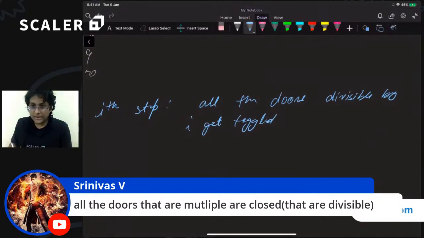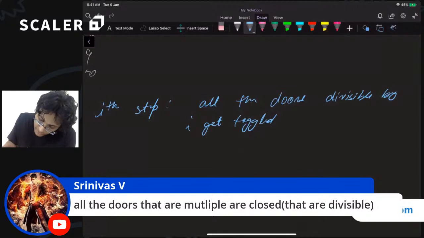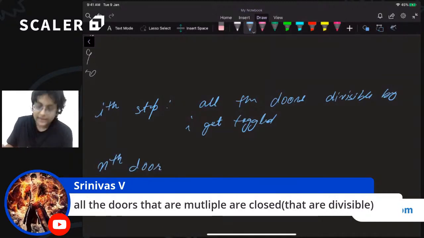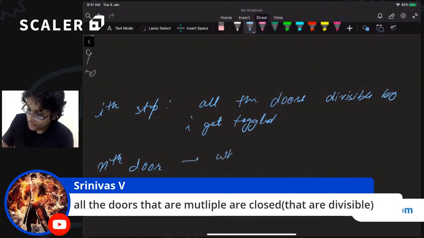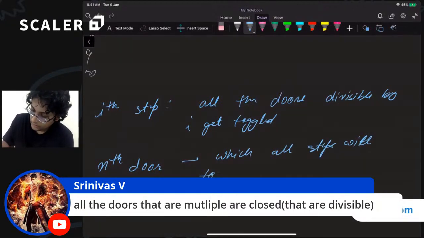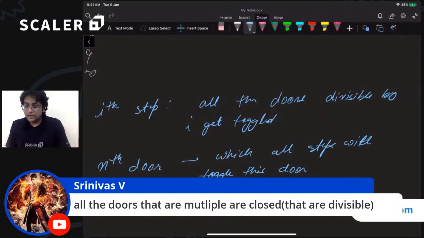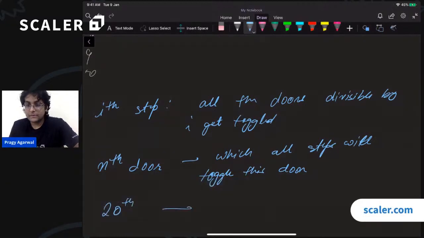Now the question is, let us suppose that I am talking about the nth door. For which all steps will this door be toggled? So is the question clear? If in the ith step, I toggle every ith door, then given a door number, let's talk about the 20th door. In which all steps will this 20th door be toggled?